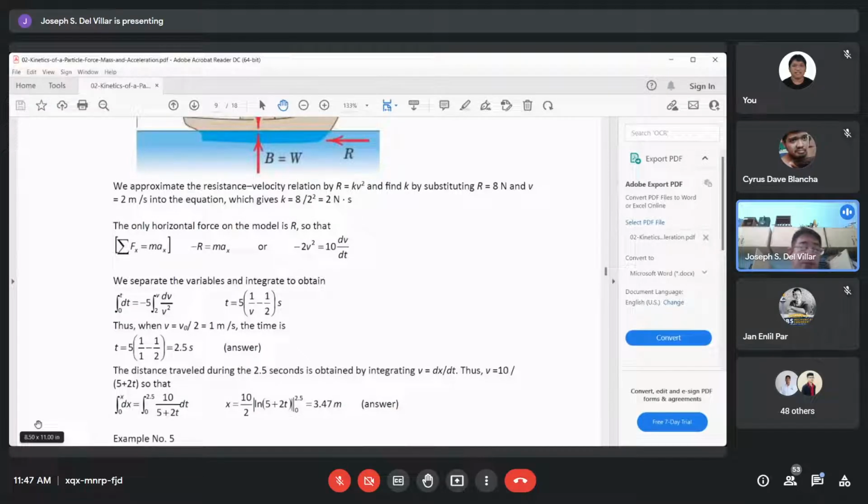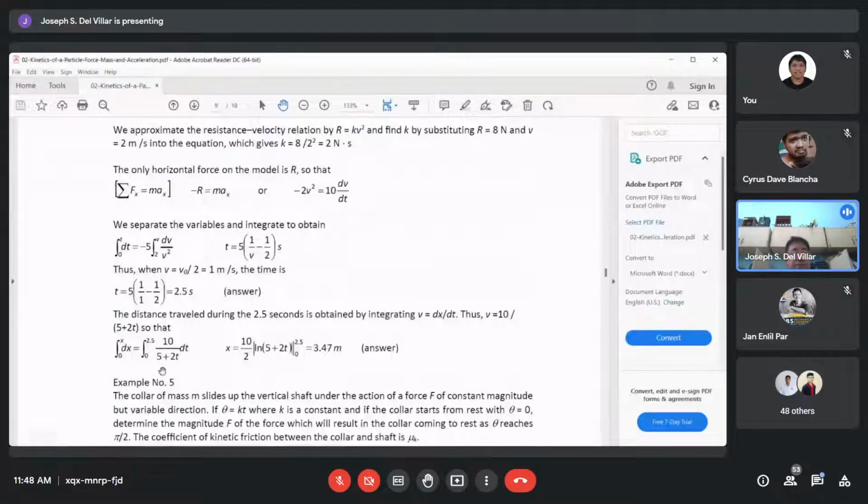So one equation, one unknown, you can solve for the time. So we have v is equal to v over 2, which is equal to 1 meter per second. And the time is 5 times 1 over 1 minus 1 half times 5, no? So that will give us 2.5 seconds.